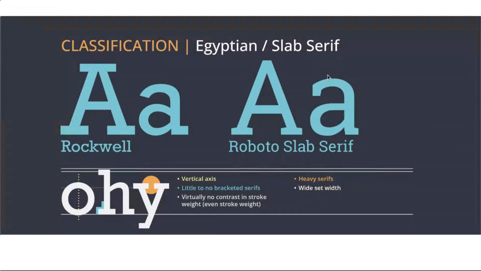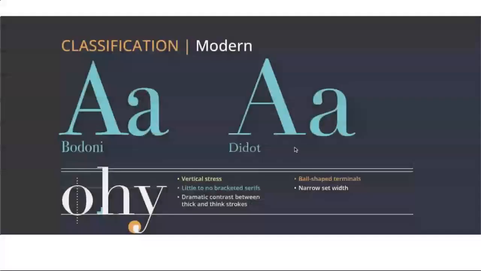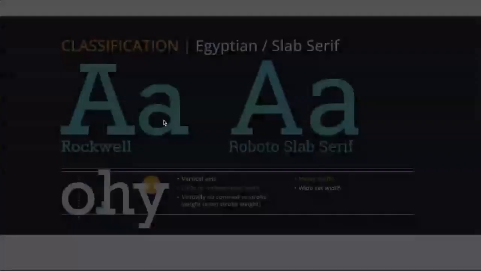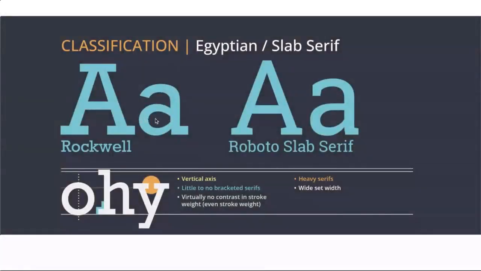And wide set width. The set width is the width of a letter, right? So if we look at the letter A, the width of the letter compared to the set width of the modern classification, you can see it's much thinner than when we look at a slab serif.